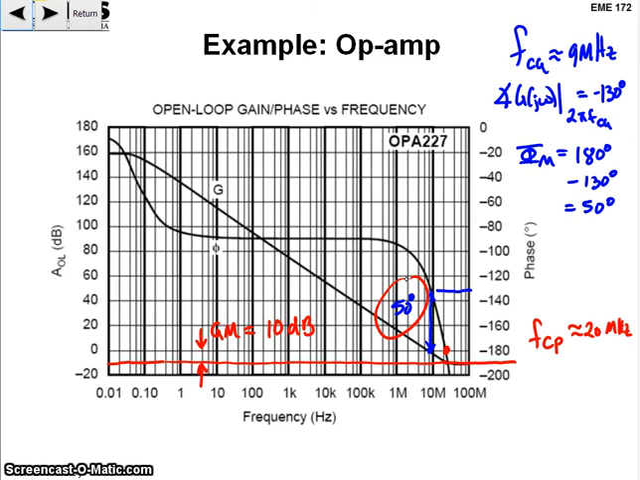Usually, and we're going to talk about this in the next couple of lectures, we'd like to have a phase margin of about 45 degrees or 50 degrees to have a system that has the right kind of transient response without a lot of overshoot and oscillation.